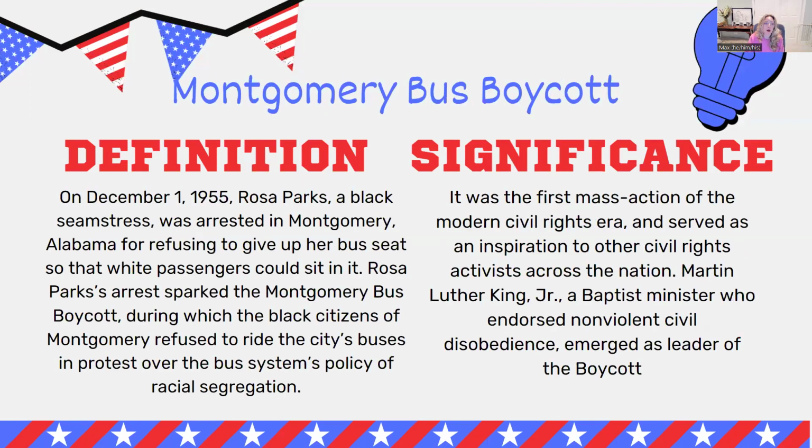Montgomery bus boycott. In 1955, Rosa Parks, a Black seamstress, was arrested in Montgomery, Alabama for refusing to give her seat to a white passenger on the bus. So her arrest sparked the Montgomery bus boycott, during which the Black citizens of Montgomery refused to ride the city's buses in protest over the bus system's policies of racial segregation. It was the first mass action of the modern civil rights era and served as an inspiration to other civil rights activists across the nation. This is basically where Martin Luther King gains notoriety and starts to endorse nonviolent actions and preaches that. He starts to form the SCLC in response to this. And that's really where the civil rights movement is born.